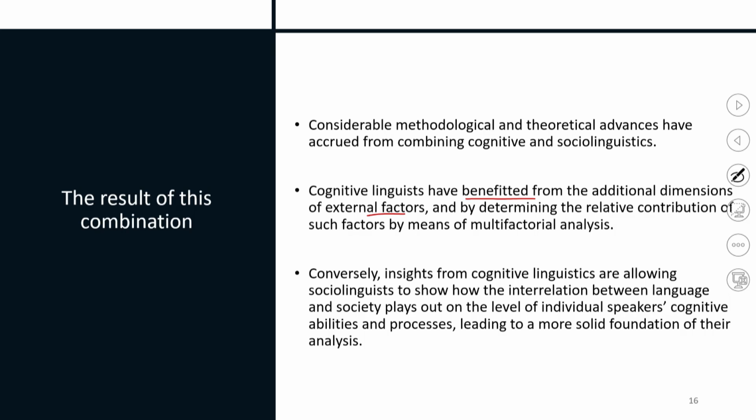So, this has been pointed out by many scholars: with the addition of such new variables, social variables, we now have a multivariate understanding of a single component within the cognitive linguistic structure. Conversely, insights from cognitive linguistics are allowing sociolinguists to show how the interrelation between language and society plays out at the level of the individual speaker's cognitive abilities.